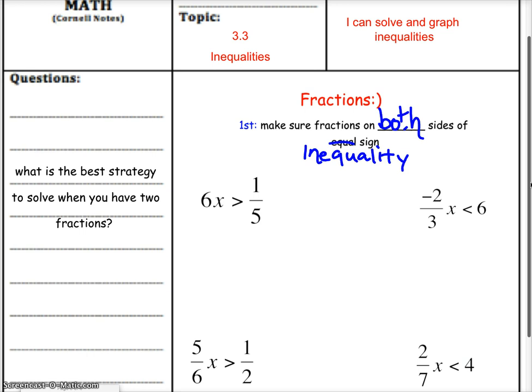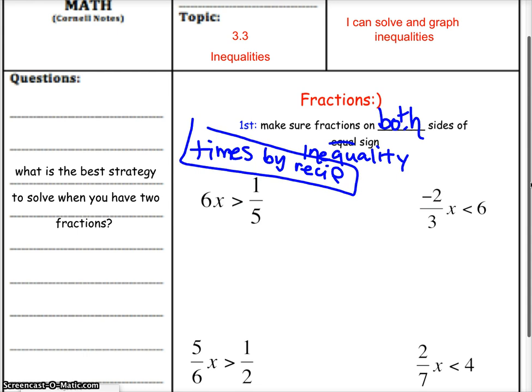And then to get rid of a fraction, you just times through by the reciprocal. Okay? So times by recip. That's what we do. That's how we get rid of a fraction.